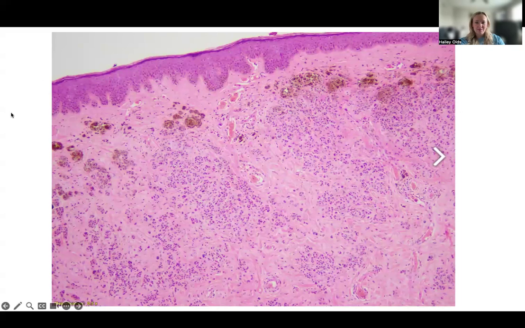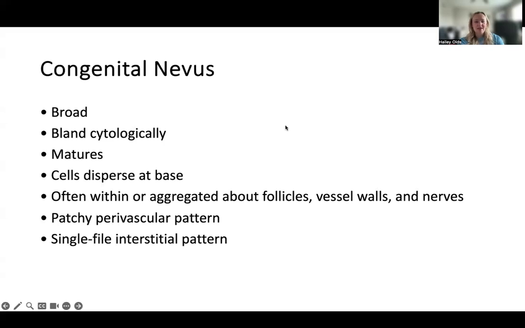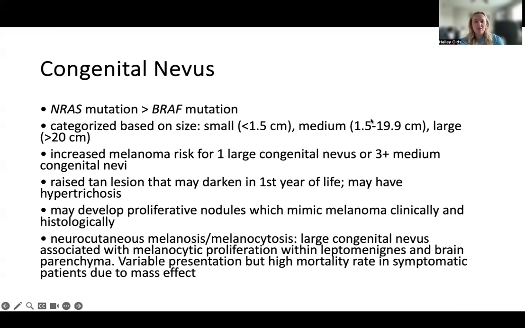Okay, similar kind of thing, but here you can see the melanocytes following these blood vessels around and tracking along them. So this is just a congenital nevus. So they track down follicles, vessels, nerves, but they still mature with depth and they can be a lot bigger. So the most common mutation in this is NRAS, then BRAF, and they can be small, medium, large.